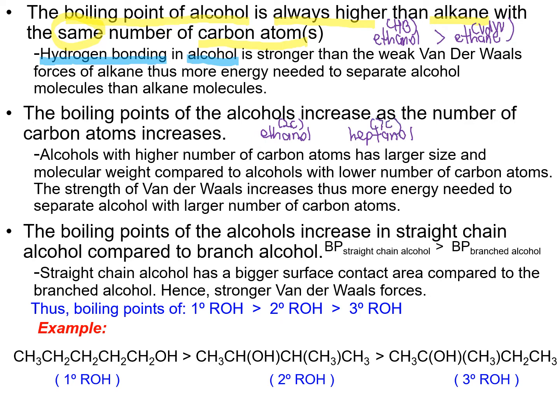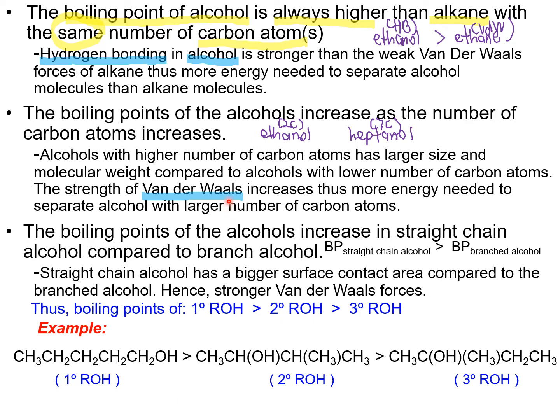Okay, so if you look here, ethanol has 2 carbons, heptanol has 7 carbons. Both have hydrogen bond. So we will not really take the hydrogen bond factor into account. We will take into account the van der Waals, the strength of van der Waals forces.